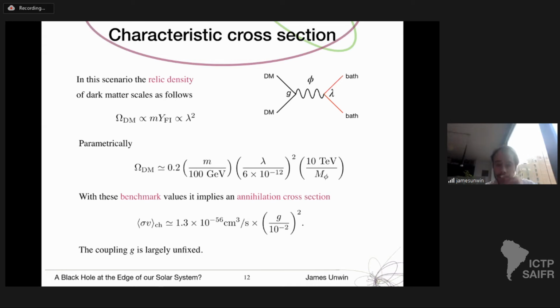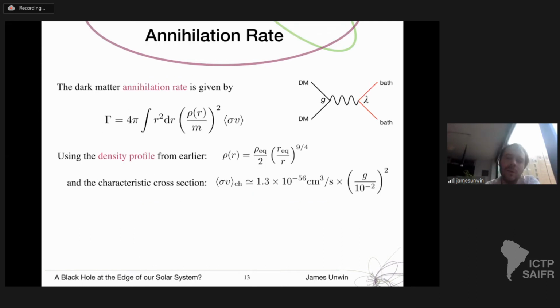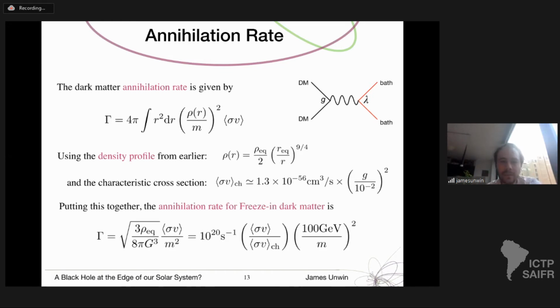So let's now ask, can you see this? Or can you avoid detection? Given this annihilation cross-section, you can calculate the annihilation rate of a body which sits 100 or 400 AU away from the Earth with some characteristic profile and this annihilation cross-section. And when you put this together, you find some particular rate of annihilations.